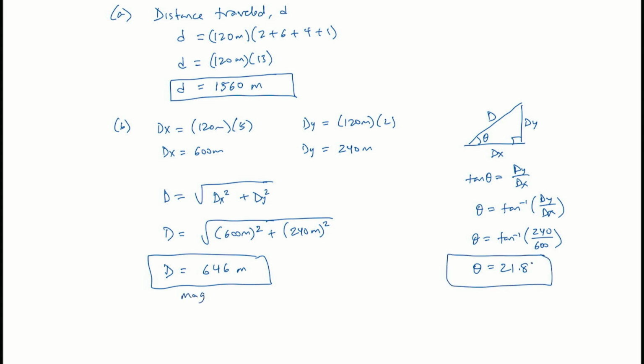So this one is our magnitude, the 646 meters. Theta is our direction, and that is for displacement.